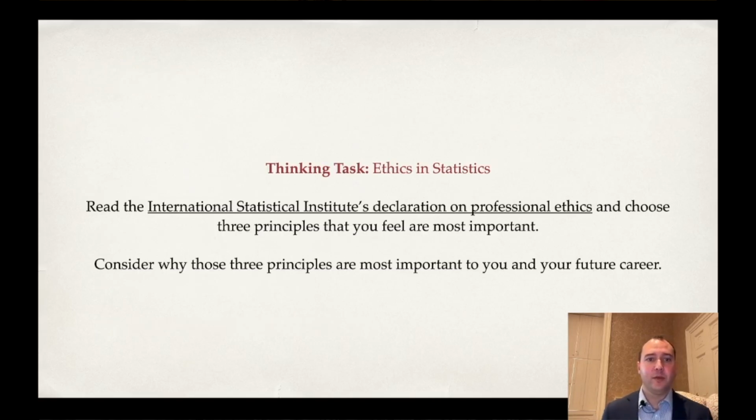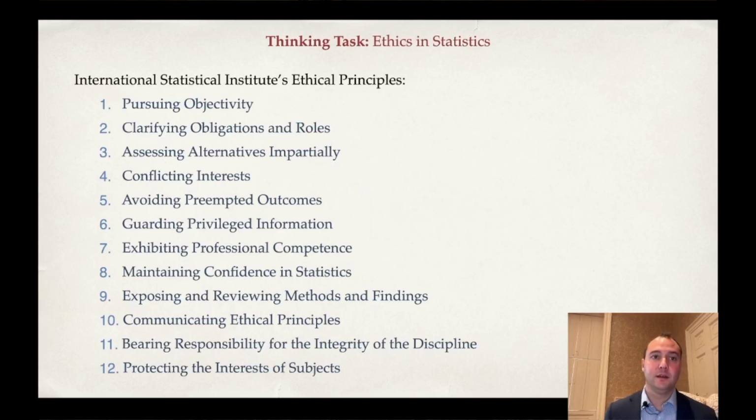All right, so the International Statistical Institute, ISI, has a declaration on professional ethics. From the ISI's ethical principles, there are 12 that, if you go to their website, you can see these explained in much more detail, but I've summarized them here. So consider these as the ethical principles. Which one do you think is most important?